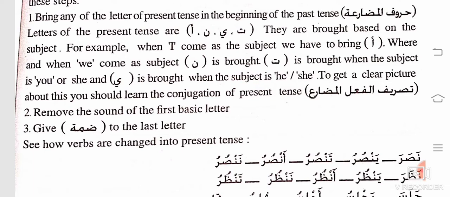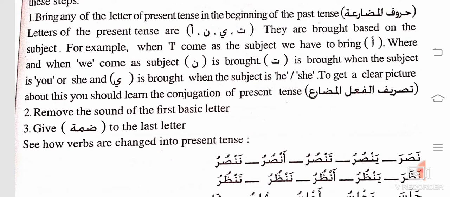Then, to get a clear picture about this, you should learn the conjugation of present tense. What is meant by conjugation? I can simply say kataba kataba katabu, katabat katabata katabina. That is called conjugation. And yaktubu yaktubani yaktubuna taktubu taktubani yaktubuna. That is also called conjugation. That is tasriful fi'l al mudari. So the first step is over.